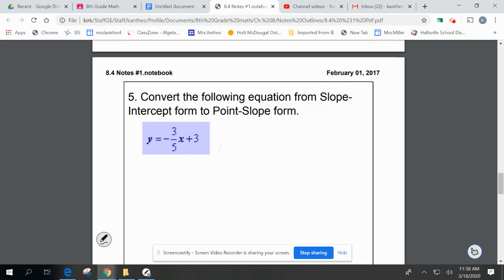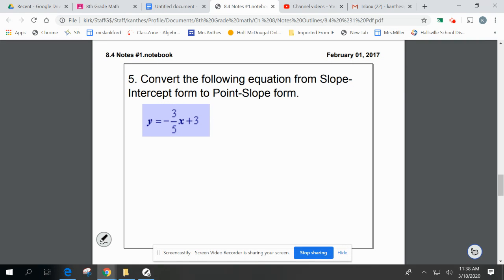On number 5, I have to convert the equation from slope-intercept over to point slope. Okay, so what you're going to do first is you are going to choose an x value. And generally, it doesn't really matter what you choose. I try to choose something easy to work with, like 1.